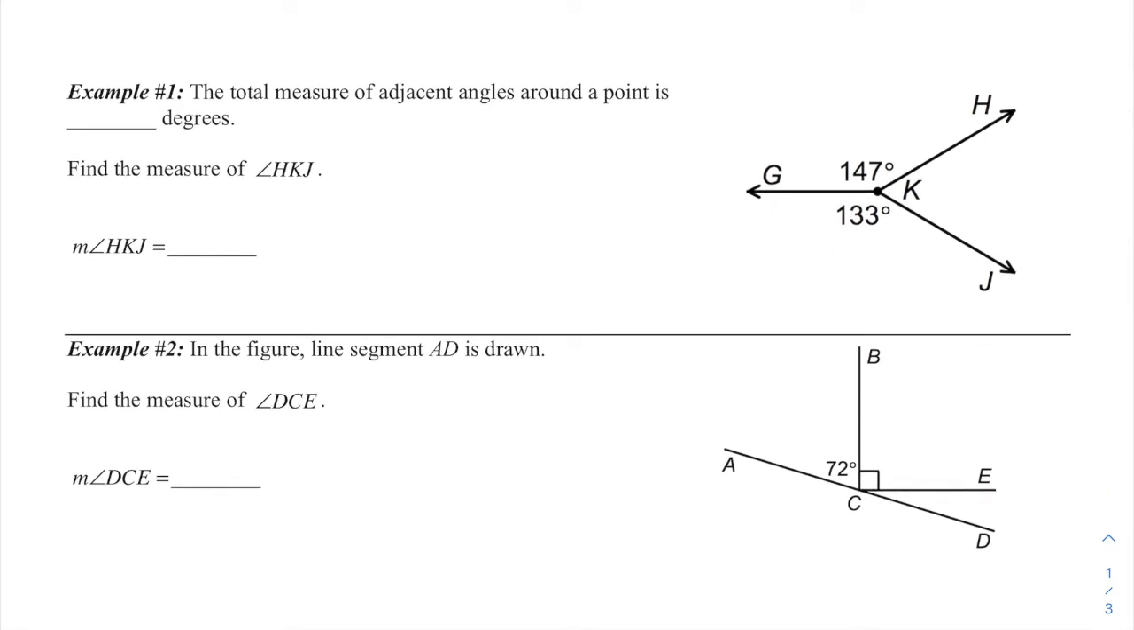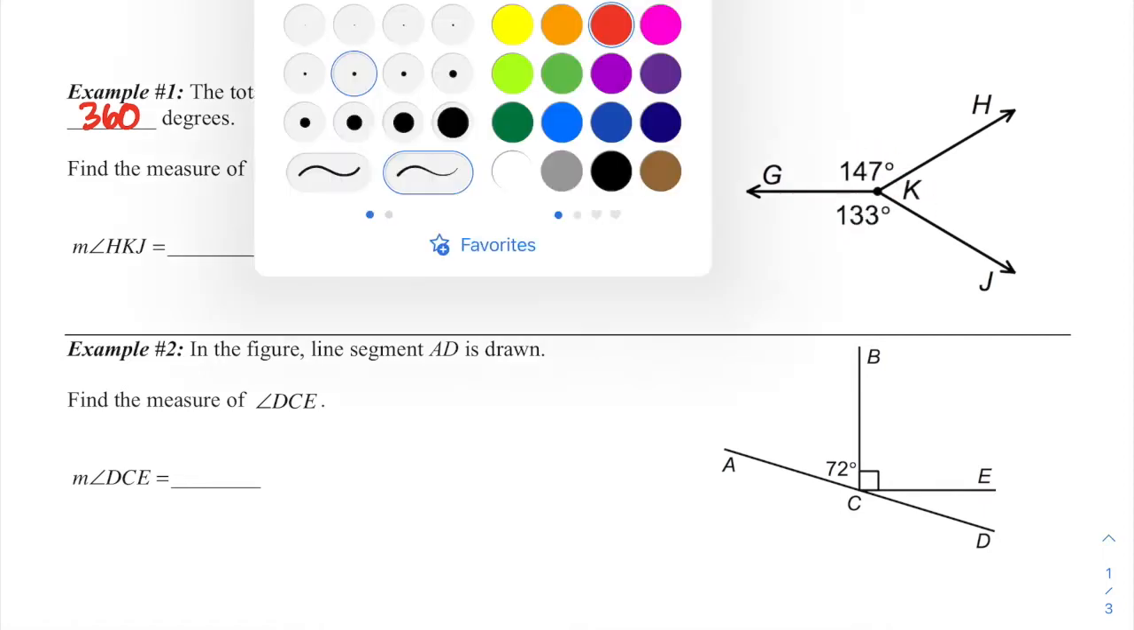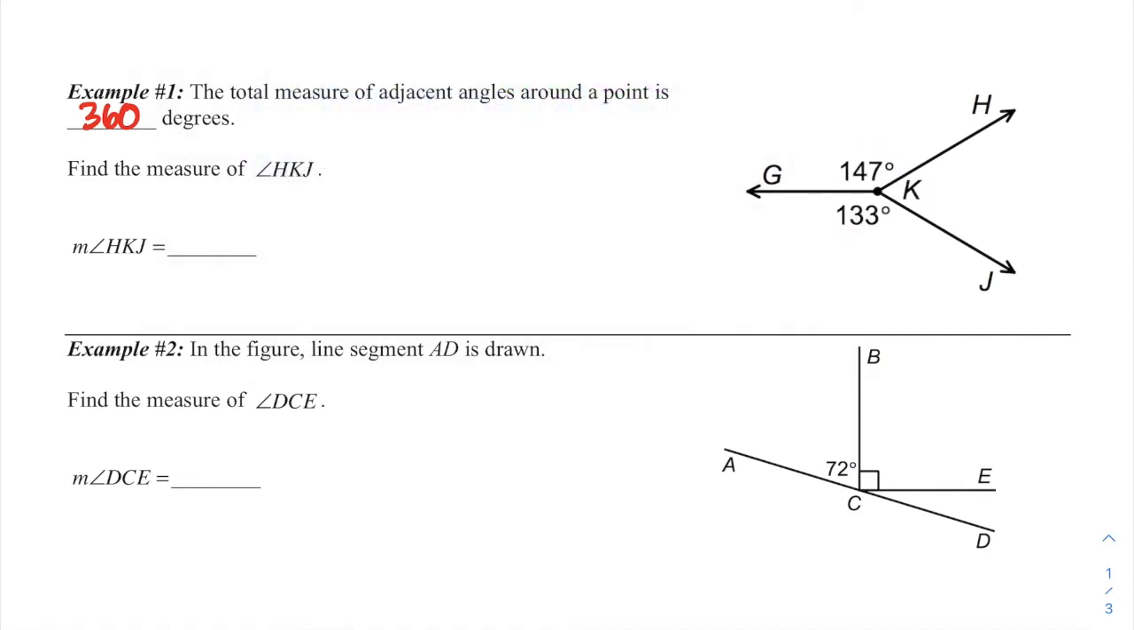Okay. Another property that you might know already is that angles that go around a point, so all these angles here that go around a point, would add up to 360 degrees. So if we want to find the measure of angle K, we could say 147 plus 133 plus, I'll call this X, has to equal 360 degrees.